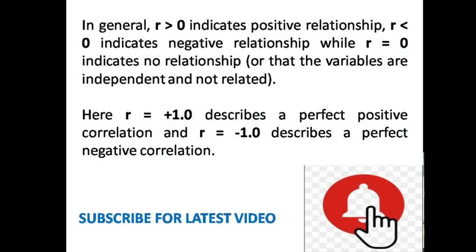In general, here R denotes correlation coefficient. If R is more than 0, it indicates that there is a positive relationship among the variables. If R value is less than 0, it indicates that the relationship is negative. If R is equal to 0, it indicates that there is no relationship, or that the variables are independent and not related. Here, R equal to +1 describes a perfect positive correlation, and if R is equal to -1, it means that there is a perfect negative correlation.